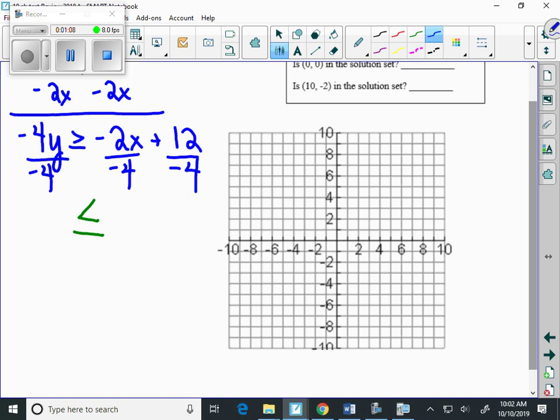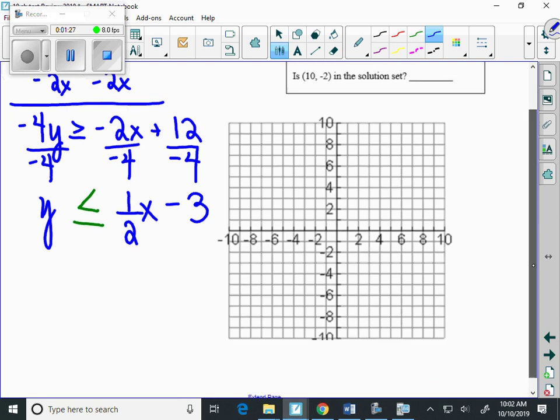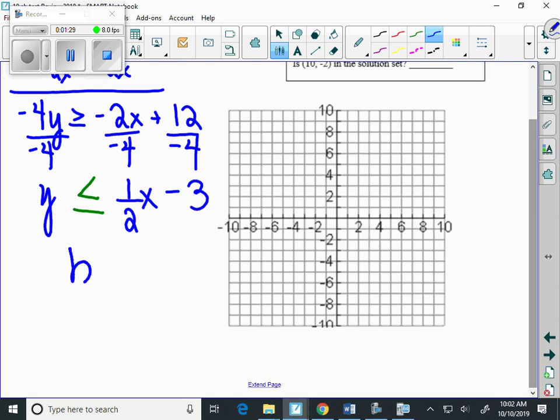Negative 4 divided by negative 4 is 1y. You can leave this as negative 2 over 4. I am going to simplify to be 1/2. And positive 12 divided by negative 4 is negative 3. Once we put this into slope-intercept form, then we can identify what is the y-intercept, which is the constant in this problem, and what is the slope, which is 1/2.